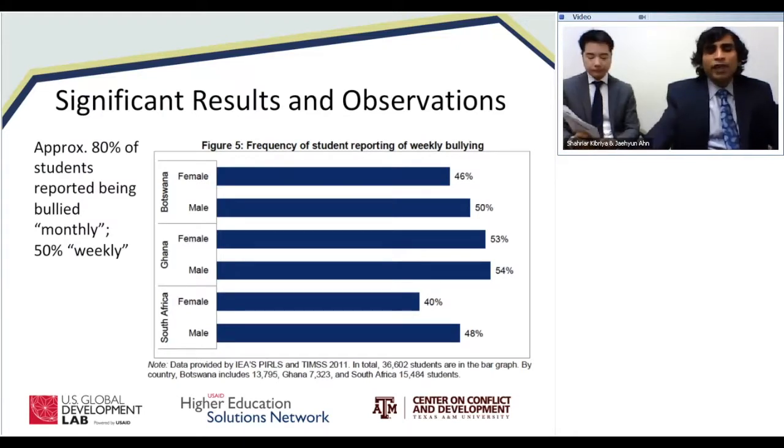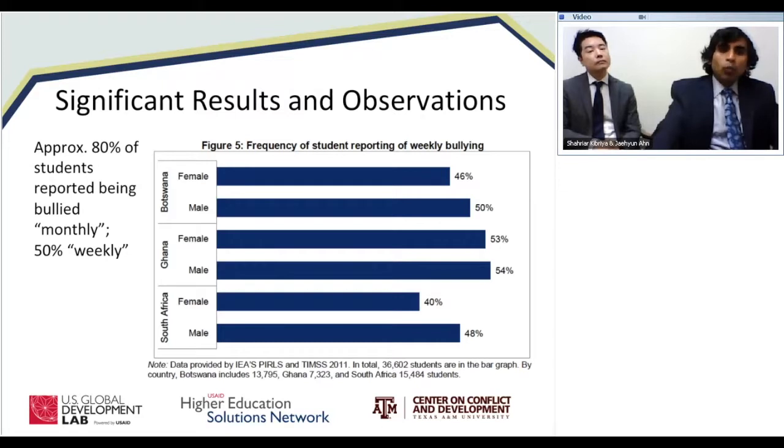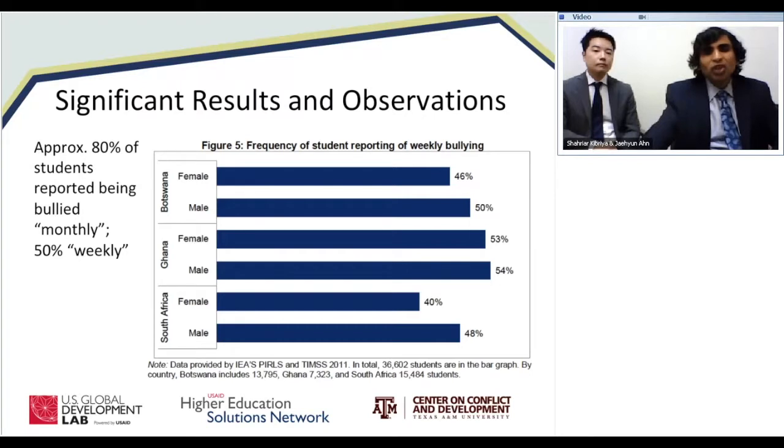The significant observations in terms of how many students were bullied were not surprising, but concerning to say the least. Approximately 80% of the surveyed students reported that they had been bullied monthly, and 50% of the students in the survey reported that they were bullied weekly. Here we have the graphs showing the frequency of students who reported being bullied weekly, and we see no statistical difference across the 3 countries. Female and male students were bullied equally, and approximately 50%, or half, of the students reported that they were bullied weekly.